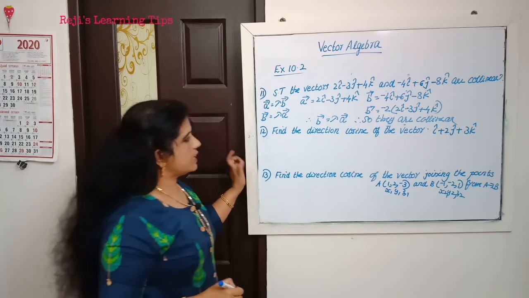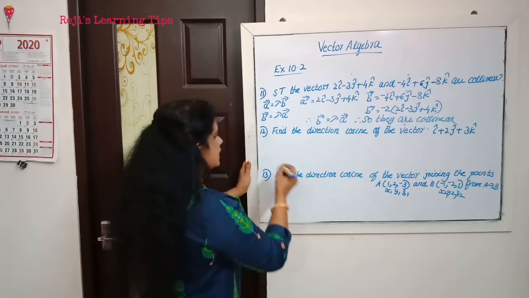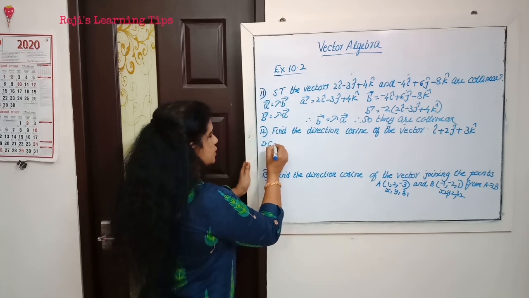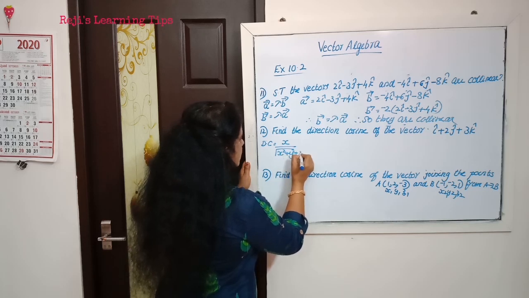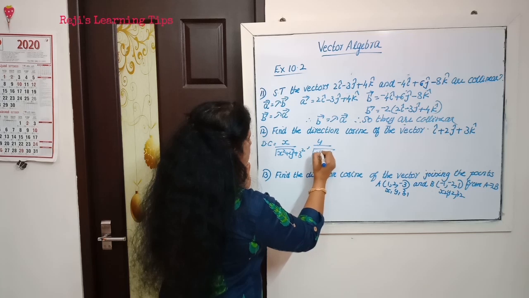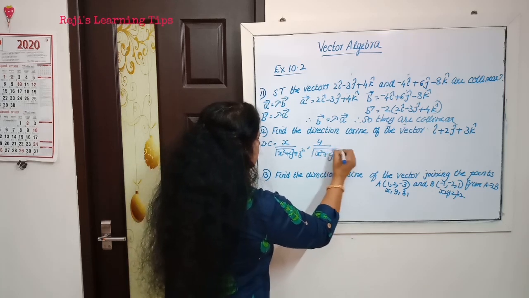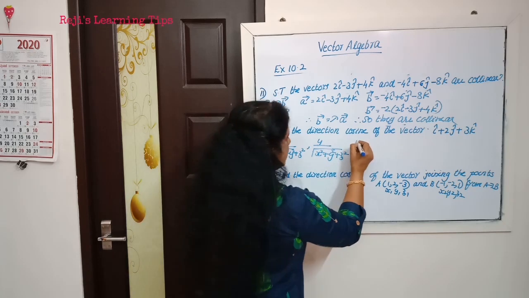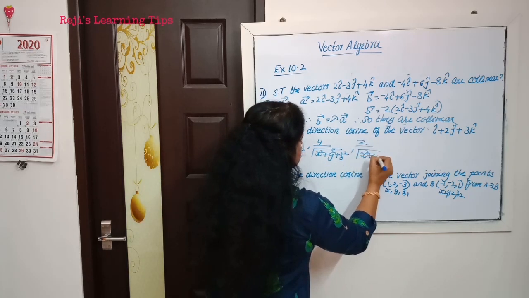Understood? Then next, find the direction cosines of the vector i plus 2j plus 3k. How can we find the direction cosine? That you know: x divided by root of x square plus y square plus z square, then y divided by root of x square plus y square plus z square, then next, z divided by root of x square plus y square plus z square.